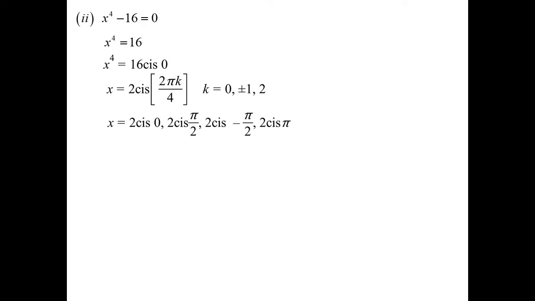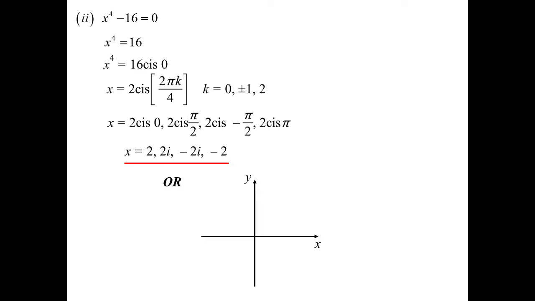The x to the power of 4 is 16. Well, 16 is the same as 16 cis 0. So this will be 2 cis, well, it'll just be 2 pi k plus 0 on top. I'm dealing with a real number, so you know I've gone the plus or minus technique on this one. So I'll have 0, plus or minus 1, and also 2 as well. I'll end up with 2 cis 0, 2 cis pi on 2, 2 cis minus pi on 2, and 2 cis pi. All of those I can work out. I've got 2i, minus 2i, and minus 2.